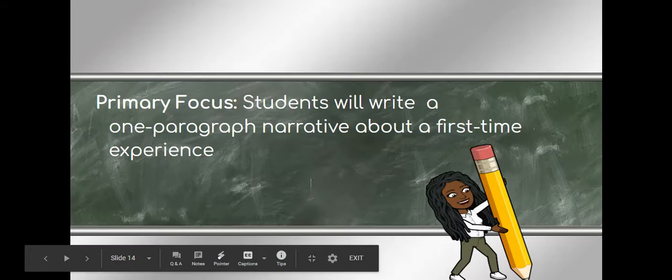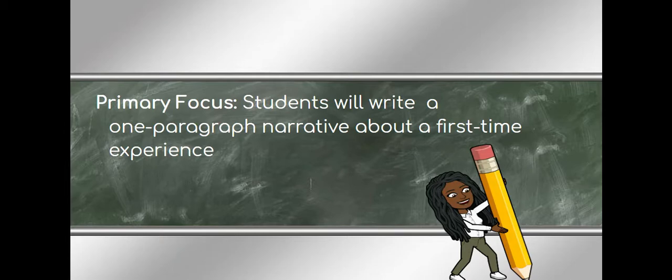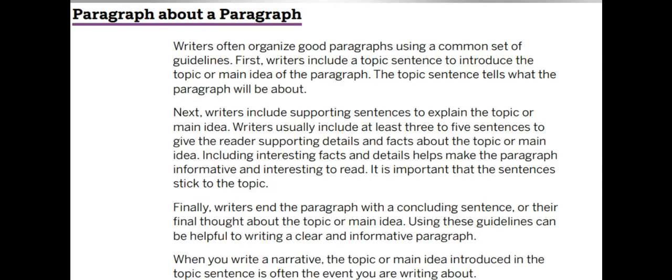Our primary focus is that students will write a one-paragraph narrative about a first-time experience. This is a paragraph about a paragraph. Writers often organize good paragraphs using a common set of guidelines. First, writers include a topic sentence to introduce the topic or main idea of the paragraph. A topic sentence tells what the paragraph will be about.